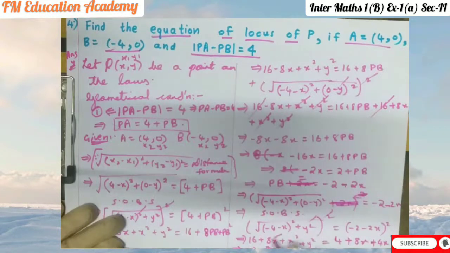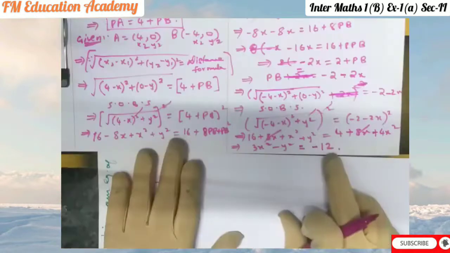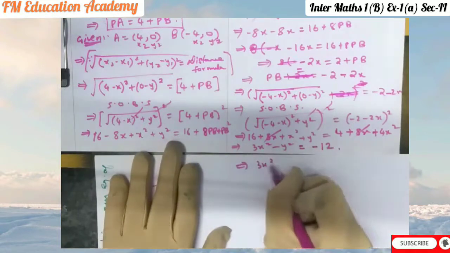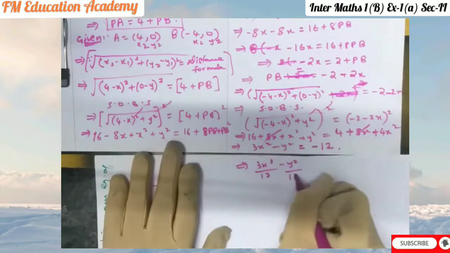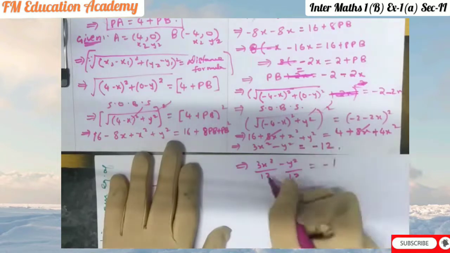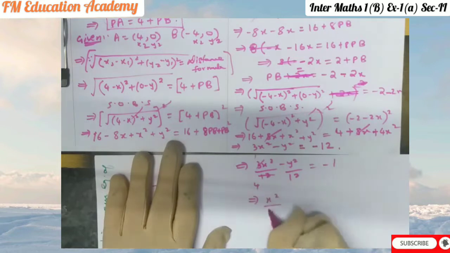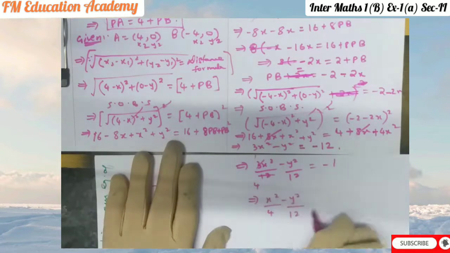How many x's we have? 8x, 8x will get cancelled. 4 is as it is, plus 16 if it goes outside. Write this 12 with 12 on both sides. So 3x square by 12 minus y square by 12 is equals to minus 1. 3 1s are 3, 3 4s are 12. So we have x square by 4 minus y square by 12 is equals to minus 1.